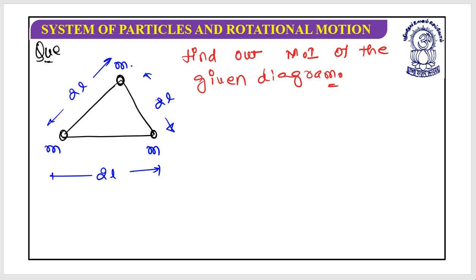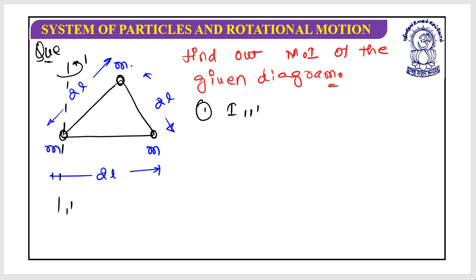Find out the moment of inertia of the given diagram. First, this is the rotational axis, and with respect to this, the first one, I should say 1 1 dash. So first it's I 1 1 dash, the moment of inertia across rotational axis 1 1 dash. You need to find this out. How will you do this?